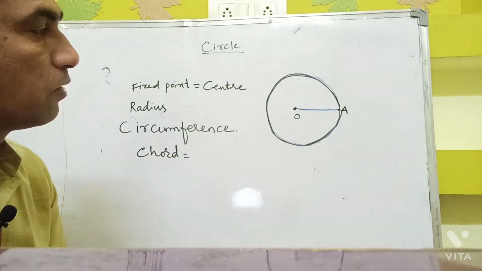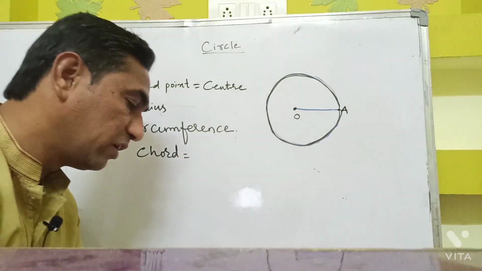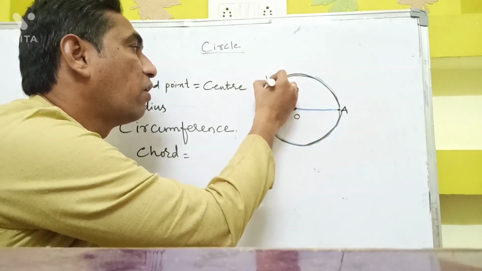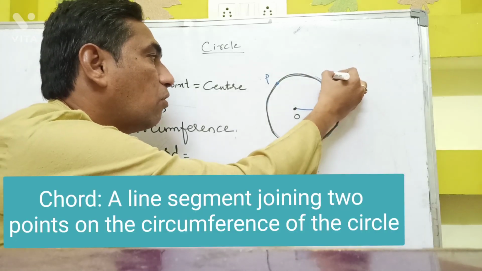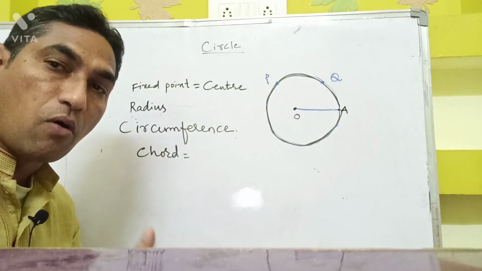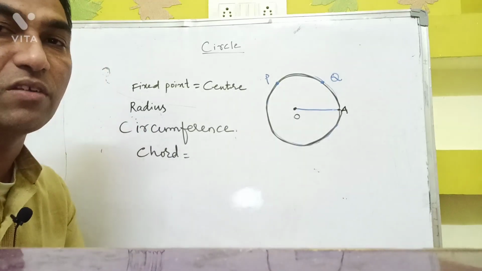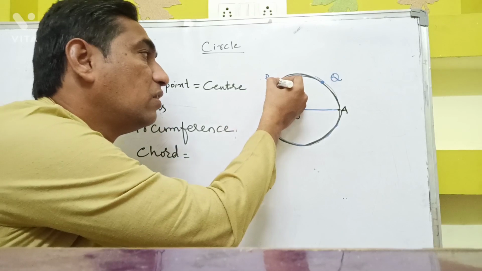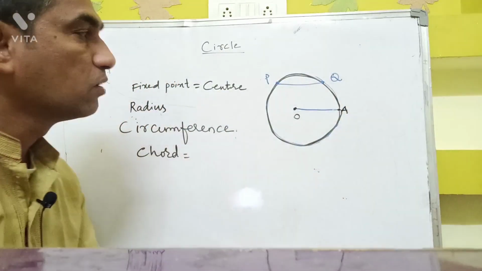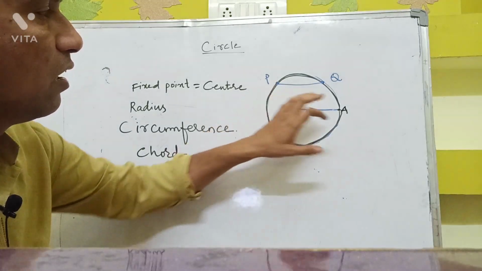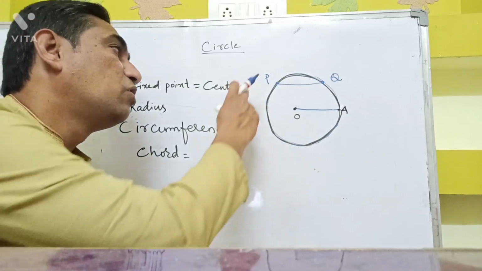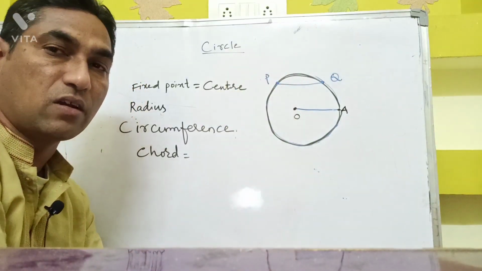Now one more, here we are going to discuss the chord. What is meant by a chord? A chord is nothing but a line segment joining two points on the circle. Suppose here one point P is there, imagine, and here one point Q is there. A line segment which joins two points on the circumference of the circle. The point P is on the circle and the point Q is on the circle. I joined a line segment which joins two points on the circle.